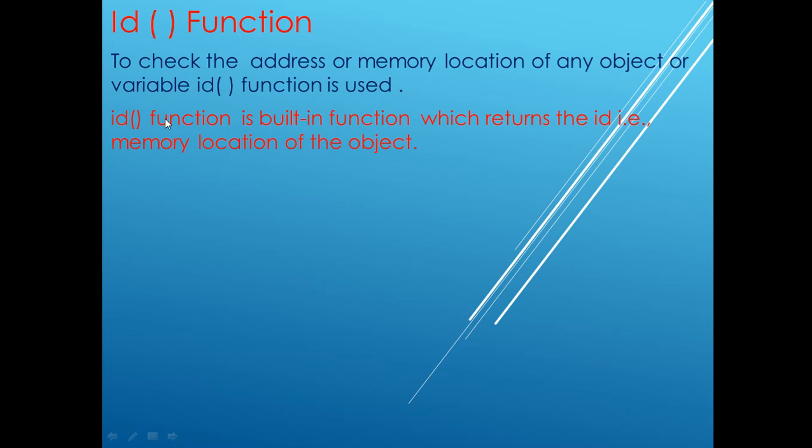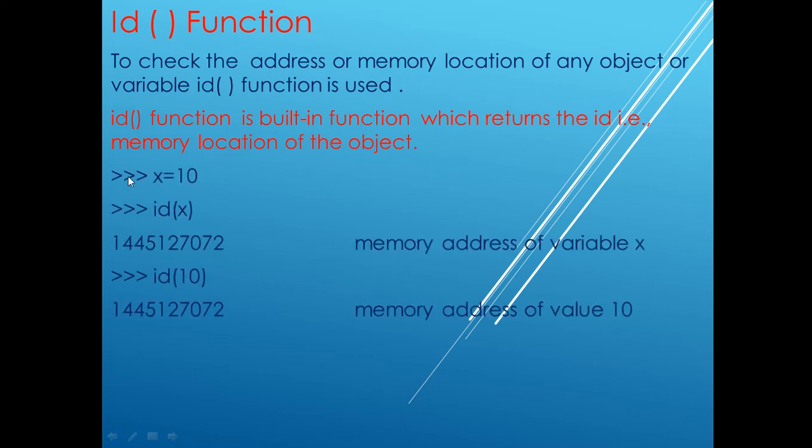The definition of the id function is that it is a built-in function. Built-in function means it is already created by the compiler. It is already there. We, the users, are not supposed to create it. It is built in, meaning a ready-made function, and you only need to use it. So it is a built-in function which returns the id, that is, the memory location of the object. It returns the memory location of any variable.